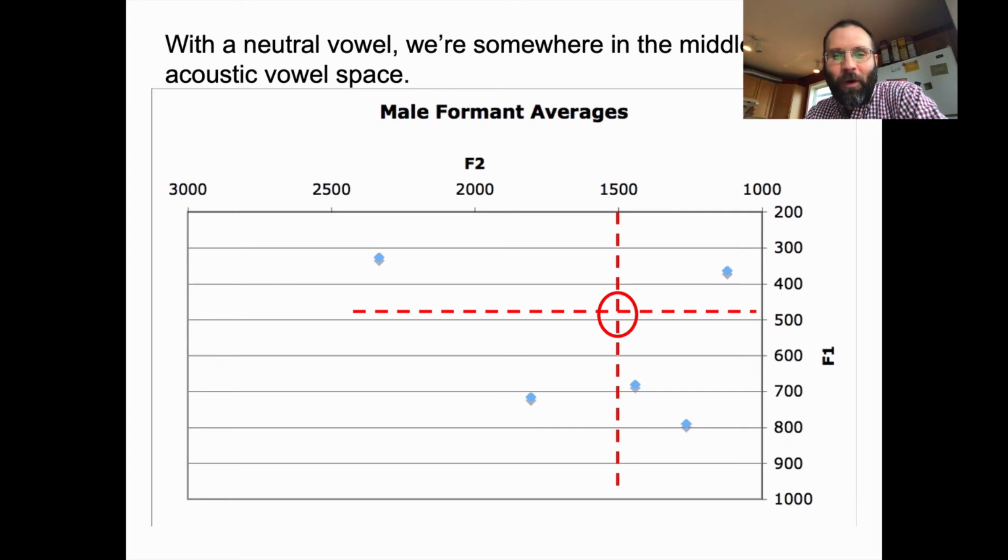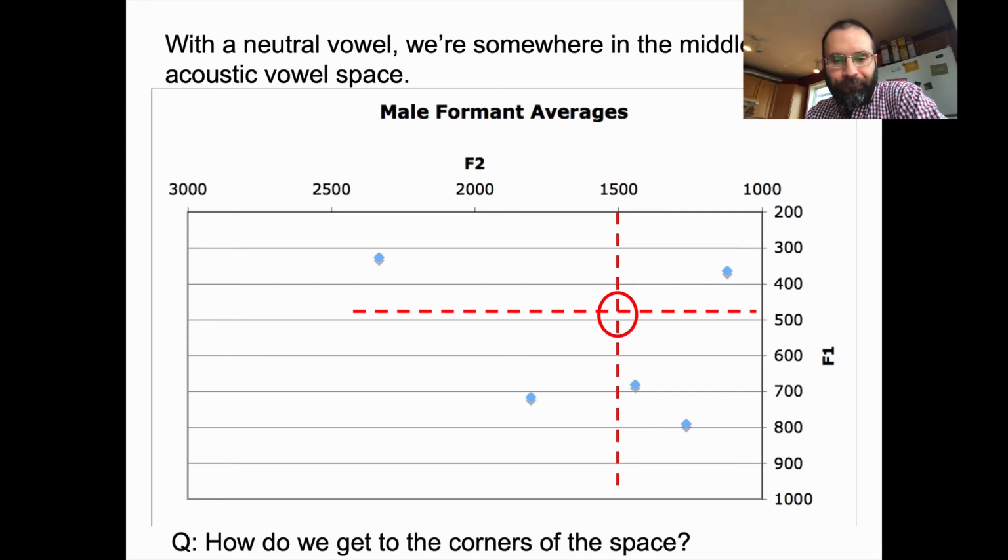Okay, so why we care about this is that we want to know how we articulate these other vowels. So with schwa, you just open up your mouth and phonate. You don't push your tongue around in any obvious direction.